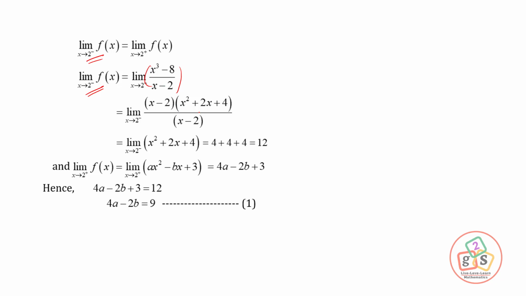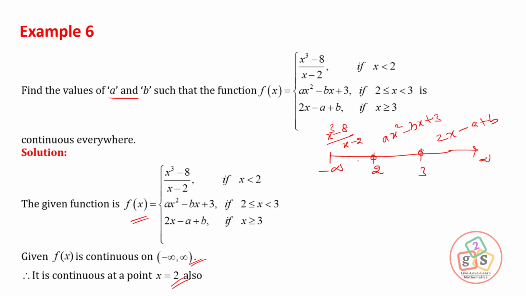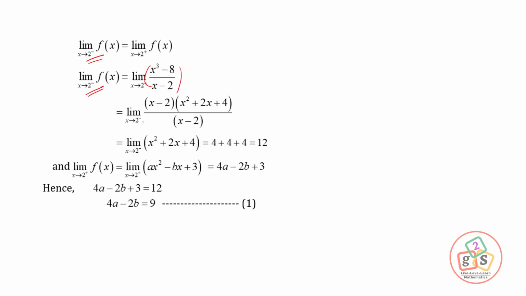Once again we go back to the previous slide. So below 2 the function is x cube minus 8 divided by x minus 2, so we put x equal to 2 here. We already know how to apply limits. If we put x equal to 2 directly, what do we get? 8 minus 8 divided by 2 minus 2, an indeterminate form. So we try to factorize and cancel the common factors, so that we can get the value.